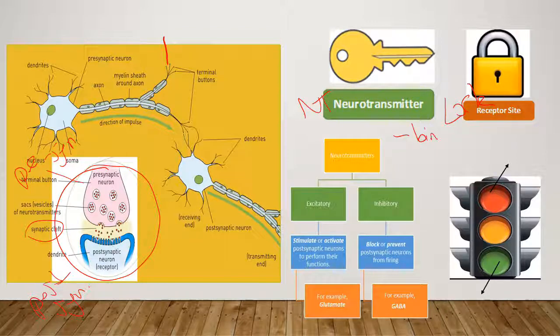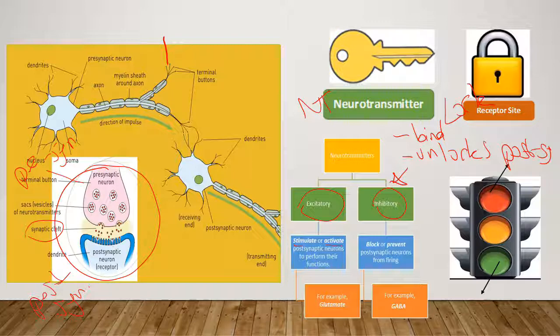So it binds, and then that unlocks the postsynaptic neuron. Now, this can have either an excitatory effect, which means it stimulates or activates the postsynaptic neurons to fire, or you can say it makes a postsynaptic neuron more likely to fire, or it will have an inhibitory effect, which means that it will block or prevent the postsynaptic neuron from firing, or makes it less likely to fire, okay?